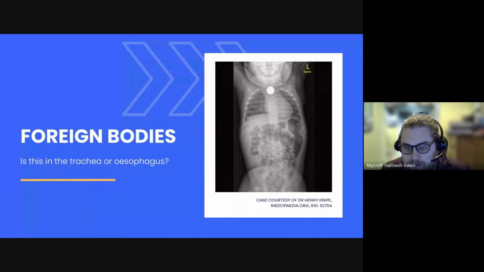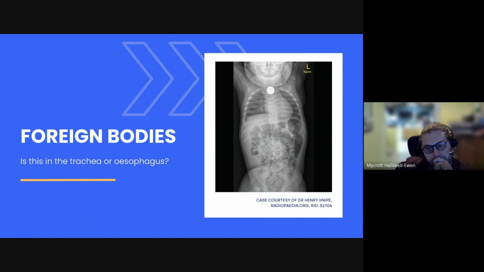Okay, this is a scary X-ray. Anyone tell me what they can see? I know it's a foreign body. You've got that in the title, but anyone see what it might be? Yeah. Why do we worry about button batteries? Anybody know why we worry about button batteries?